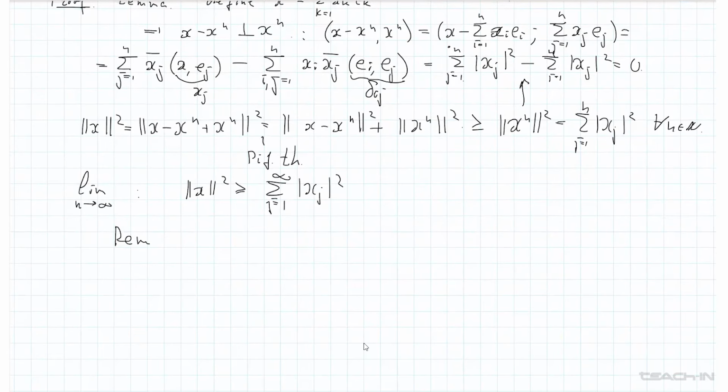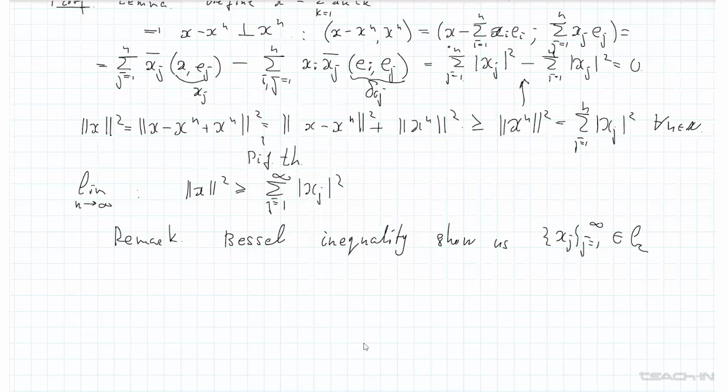Remark. The Bessel inequality shows us that the sequence of Fourier coefficients lies in l two small. The Bessel inequality gives us more information. We have a precise estimation: the sum of squares is less than the square of the norm. But the simple interpretation is that the Fourier coefficients lie in l2.